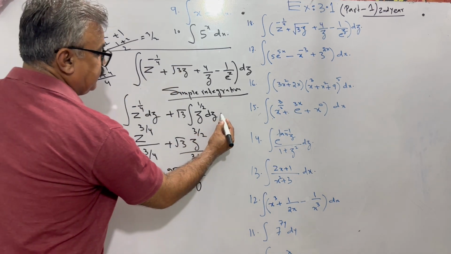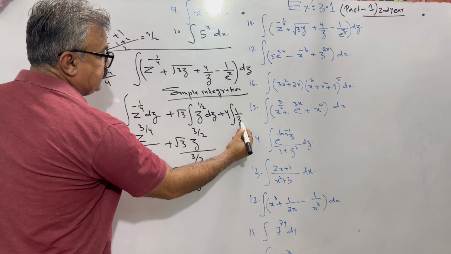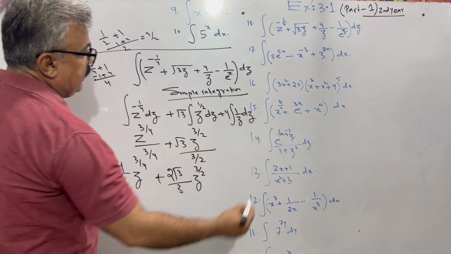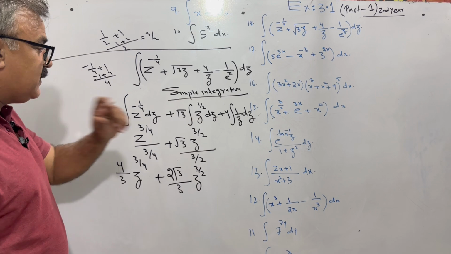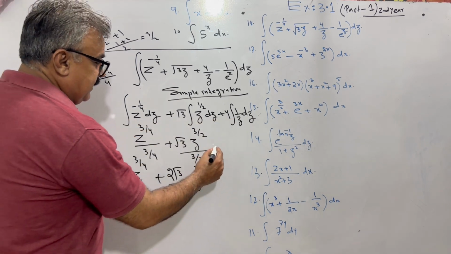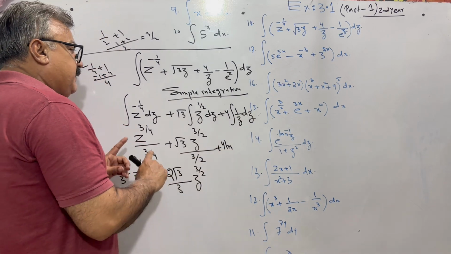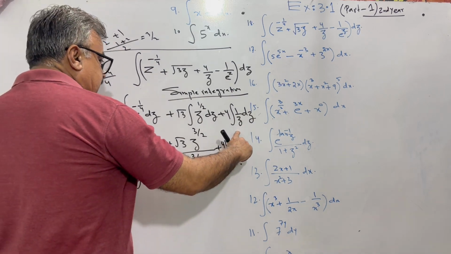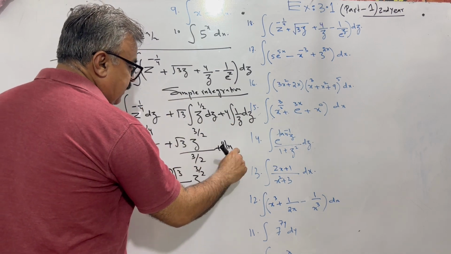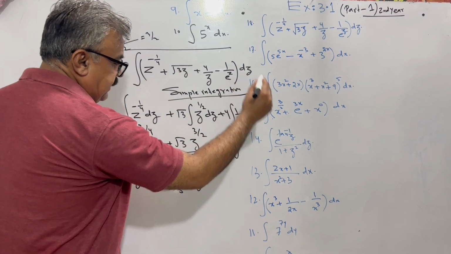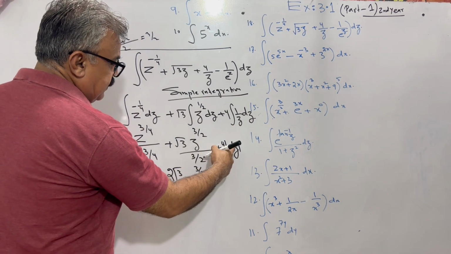What about this? It's really a simple one. I write 4 outside, then 1 over z dz. Ask yourself, 1 over z is the differentiation of ln z. Its integration is the reverse process of differentiation. The derivative of ln z is 1 over z, so by virtue of that definition, the integration of 1 over z is ln z, or one can write mod z.